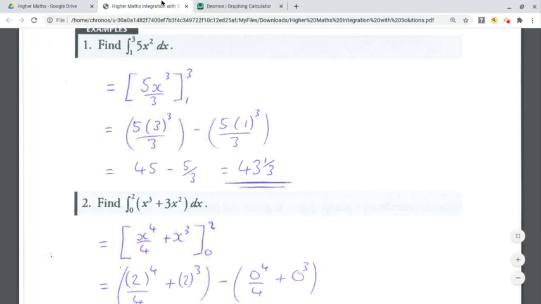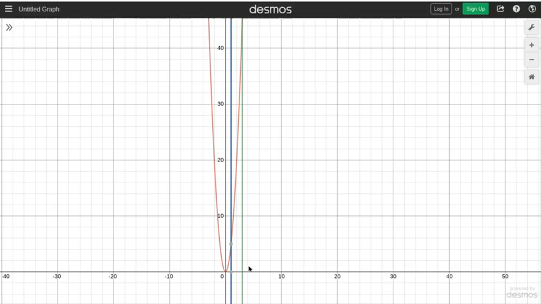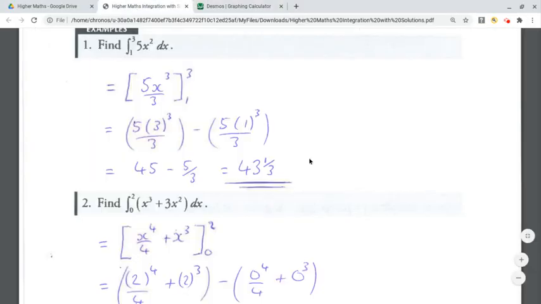Again, what have I done there? What is 43 1/3? 43 1/3 will be the number of square units enclosed by this parabola, and the line x equals 3, which is the green line, and the line x equals 1, which is the blue line. Okay, again, I'd like to be able to shade in that region so I could really show you what I'm talking about, but unfortunately, I don't know how to do that.